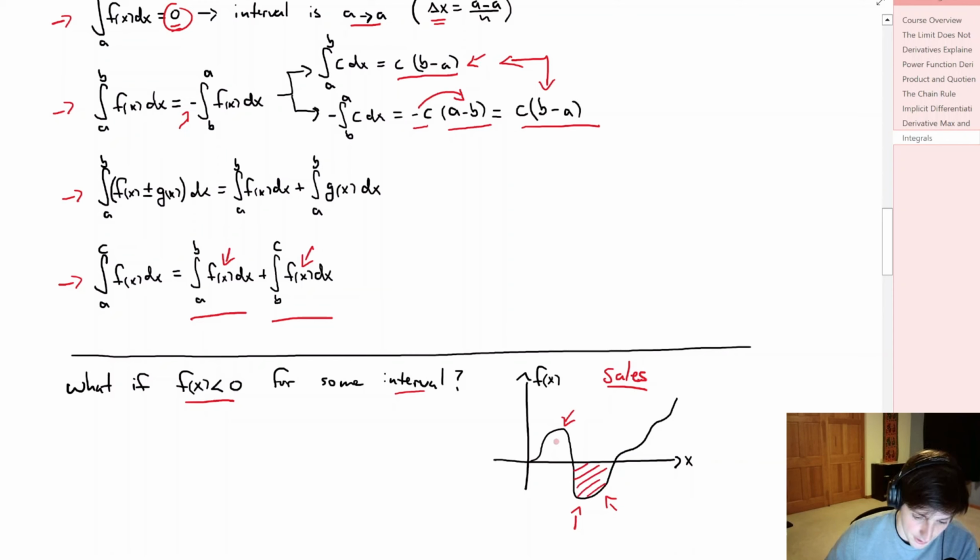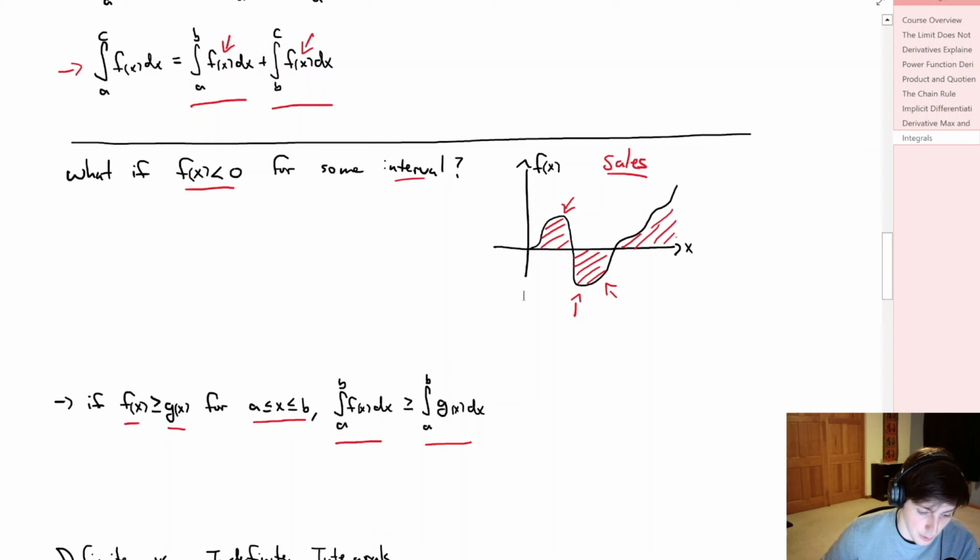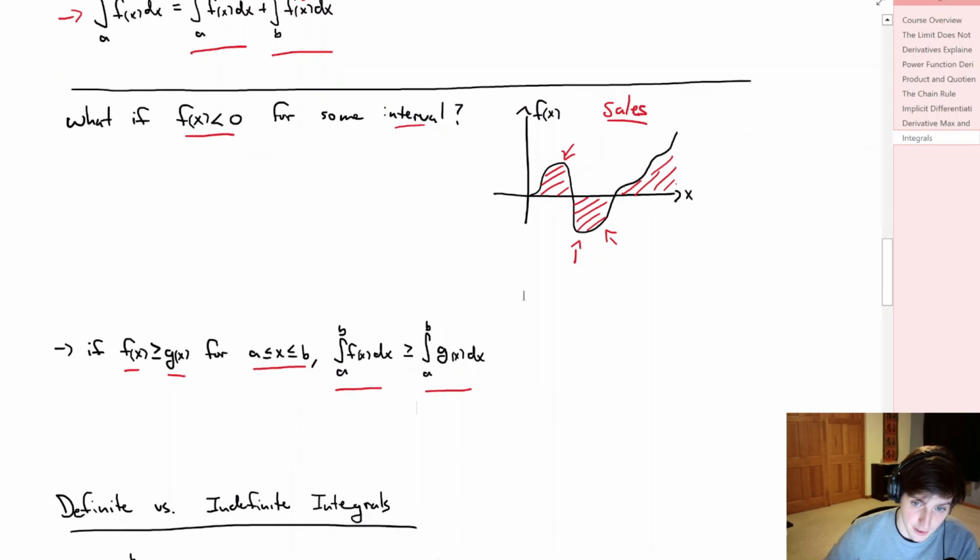And if we consider having two functions, so f of x and g of x, and if we say that f of x is greater or equal to g of x for some interval a to b, well, if that's the case, we know that the area under the curve, or the integral of f of x, is going to be greater or equal to the integral of g of x. And when we have these limits of integration, we call that a definite integral.